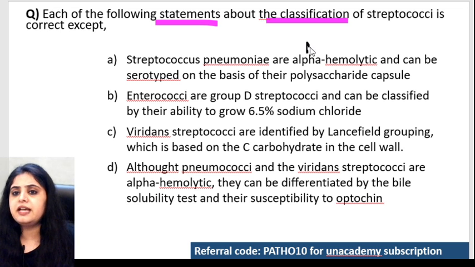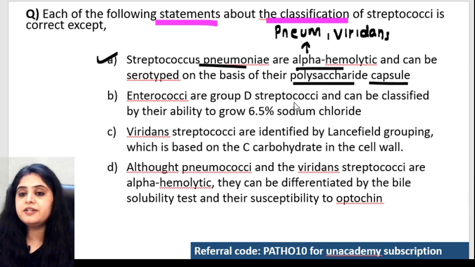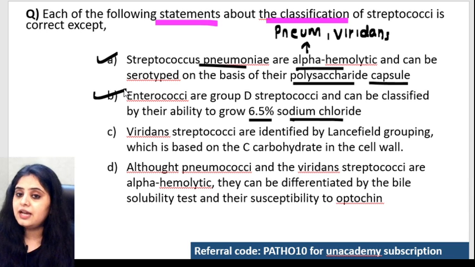Streptococcus pneumoniae, yes, under alpha hemolytic we have Streptococcus pneumoniae and we have Streptococcus viridans. So that's right up till now. Can be serotyped on the basis of, so pneumonia is alpha hemolytic, right? It can be serotyped on the basis of polysaccharide capsule, correct? Pneumonia has a capsule, polysaccharide capsule. Next, Enterococci are group D streptococci. Maybe you say I've never read about it, and can be classified on their ability to grow on 6.5% NaCl. I'm going to teach you this is also true.